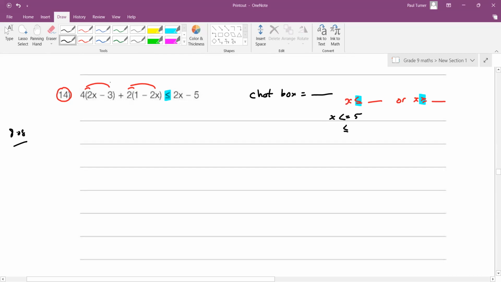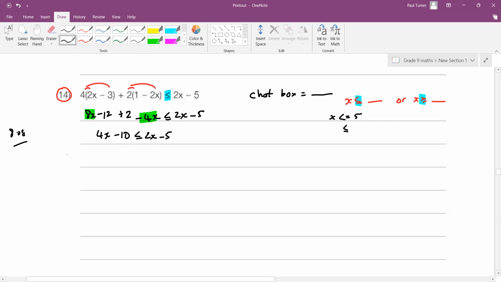So we're going to expand these. If you're trying to finish it, put your answer in now. So 4 times 2 is 8x. 4 times minus 3, that's going to be negative 12. Plus 2 1s are 2. Minus 2 2s are 4x. Less than or equal to 2x minus 5. So we can try to group our x's here. Let's do that first. So we've got 8x minus 4x. That's going to be 4x. Minus 12 plus 2, that's minus 10. Less than or equal to 2x minus 5.